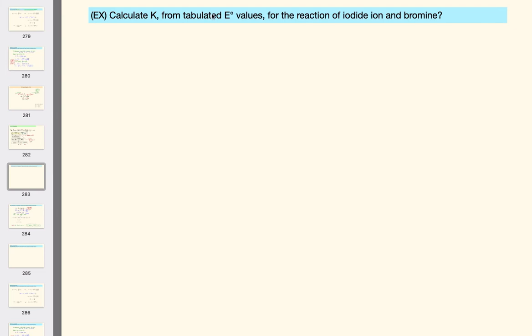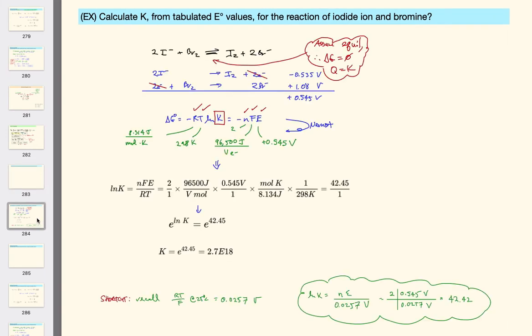Calculate K from tabulated E0 values for the reactions of iodine and bromine. So what do we see? The first thing we're asked is to calculate K, so we know we're at equilibrium, but we need to write a reaction for what is our equilibrium reaction. So we also know at equilibrium, not only is Q equal to K, but delta G is 0. So we now can figure out which equation we're going to need to use.